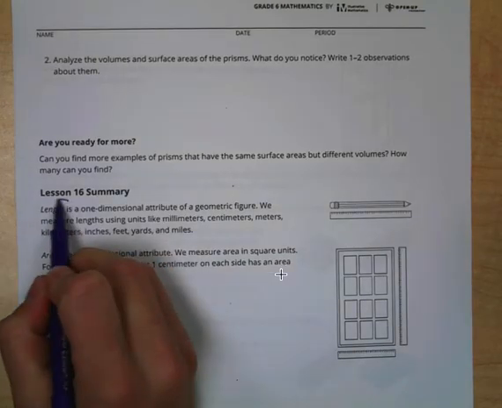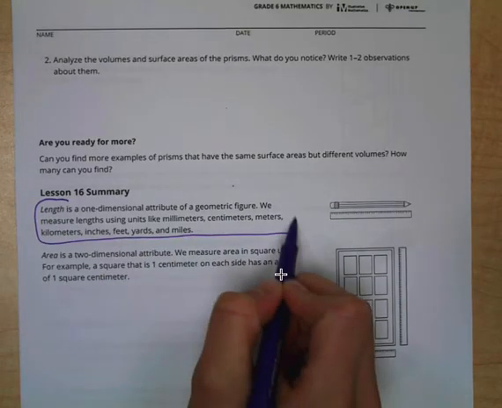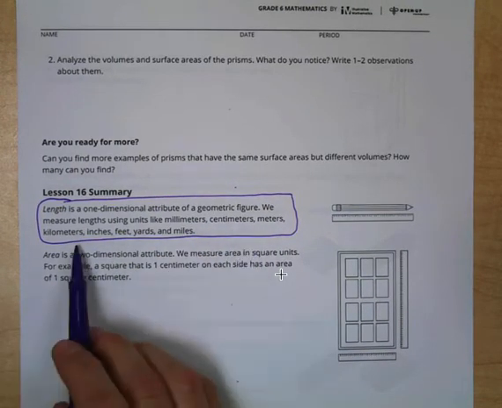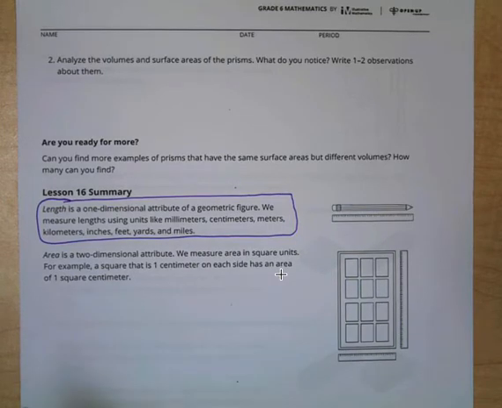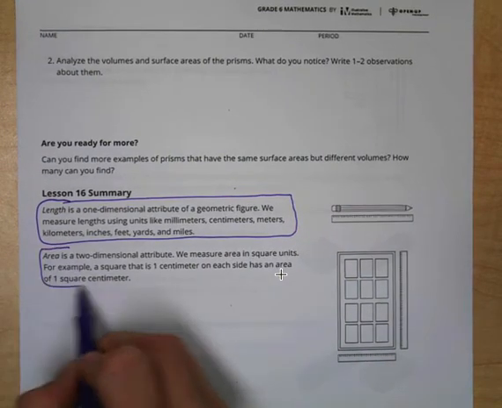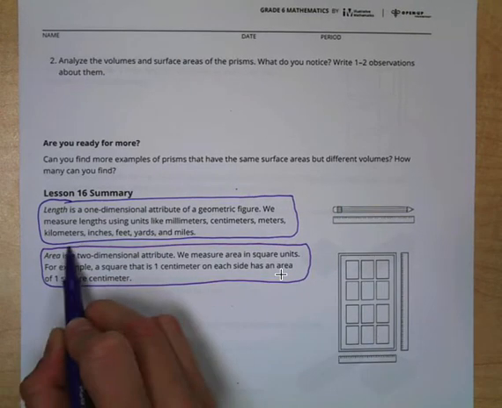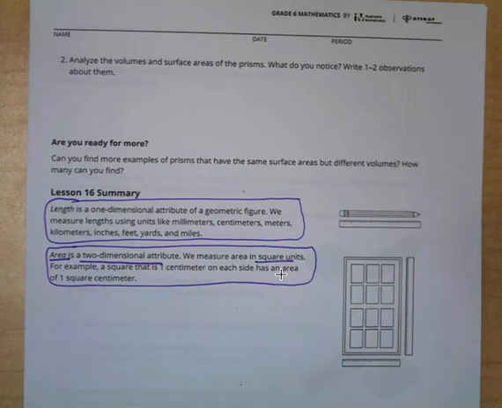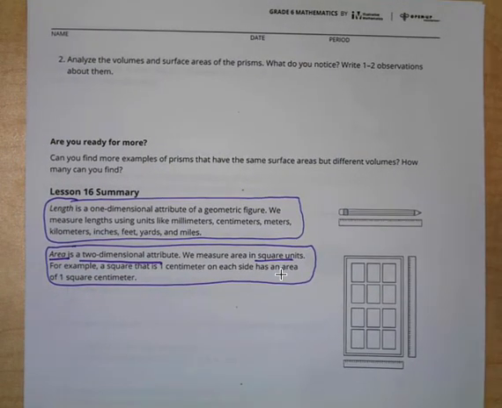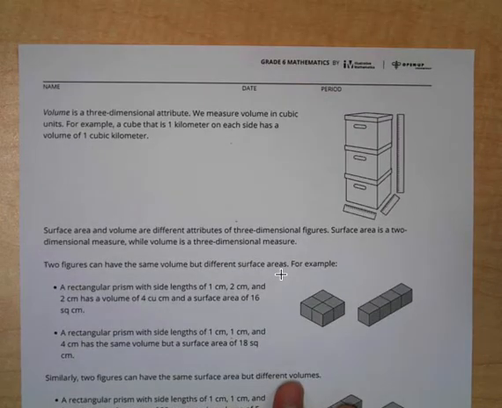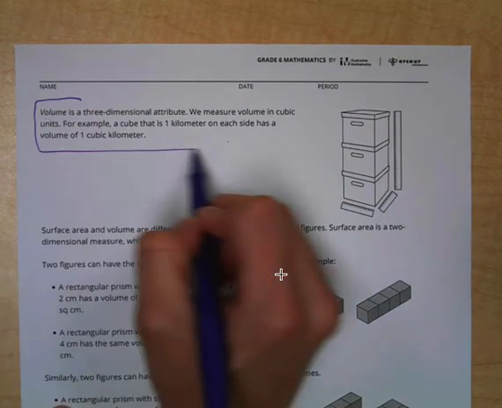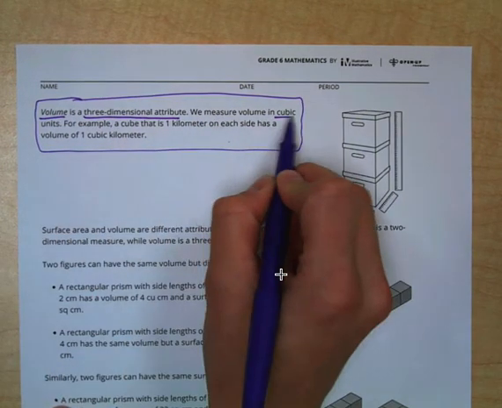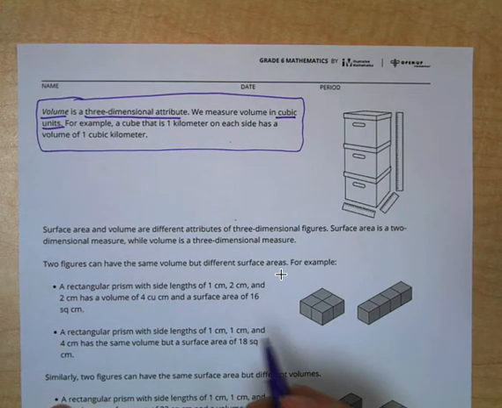Length is a one-dimensional part of a geometric figure. We can measure it in millimeters, centimeters, meters, kilometers. It just depends on the size of the object you're measuring. Area is a two-dimensional attribute. We measure area in square units. Volume is three-dimensional and we measure it in cubic units. That's why we use the exponent of 3.